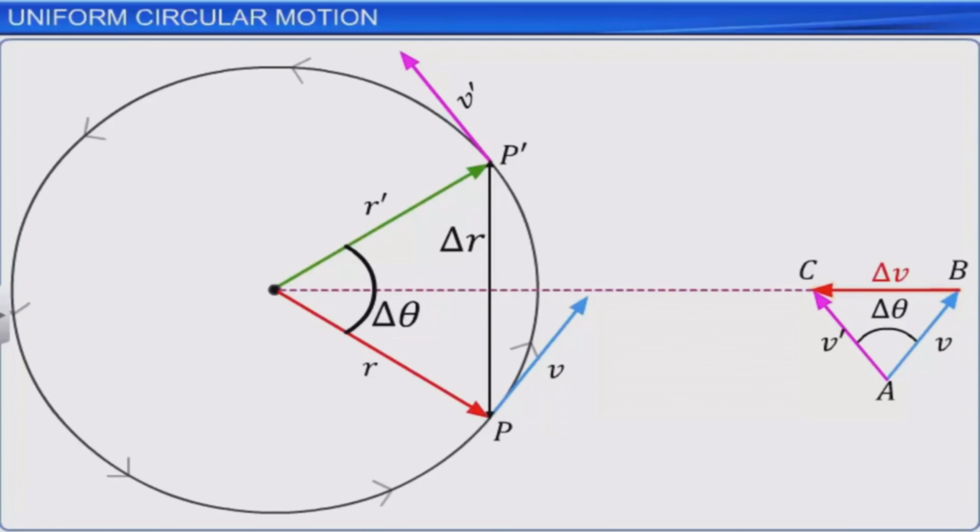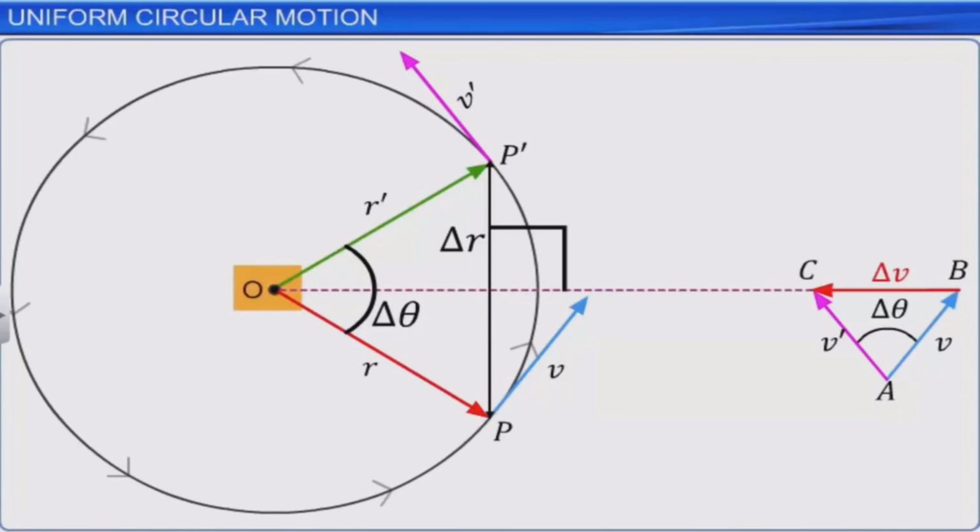v and r, as well as v' and r', are perpendicular to each other as v and v' are tangential to the circle, and r and r' are the radii of the circle. Therefore, delta v is perpendicular to delta r. If we place delta v along the line which bisects the angle between r and r', the arrow of delta v points towards the center of the circle O.